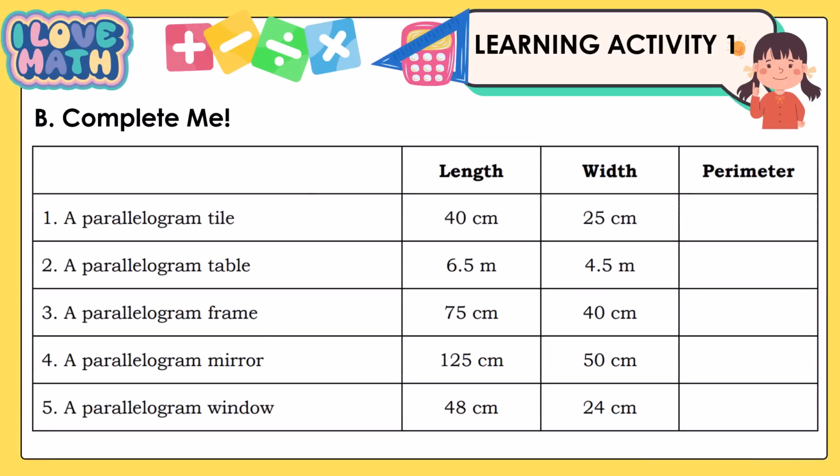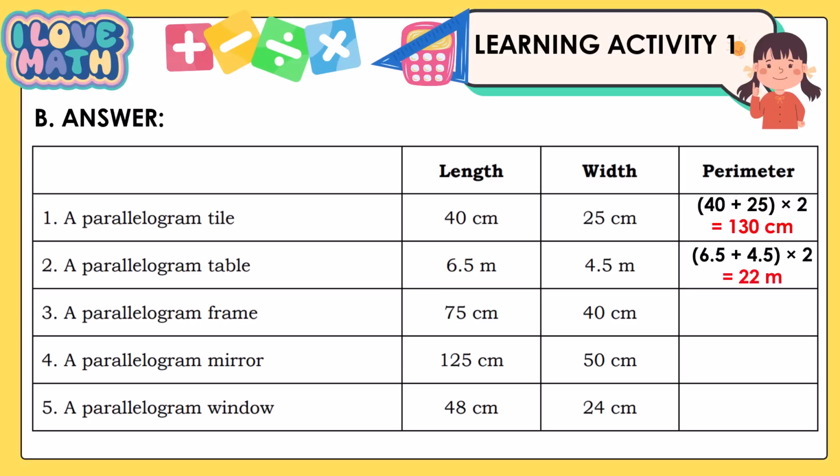B. Complete me. Complete the table below. Let us answer. A parallelogram tile, 40 plus 25 times 2 is equal to 130 centimeters. Number 2, a parallelogram table. 6.5 plus 4.5 times 2 is equal to 22 meters.